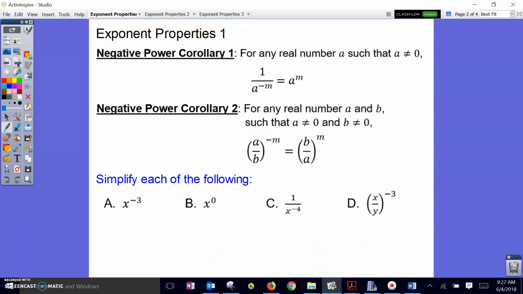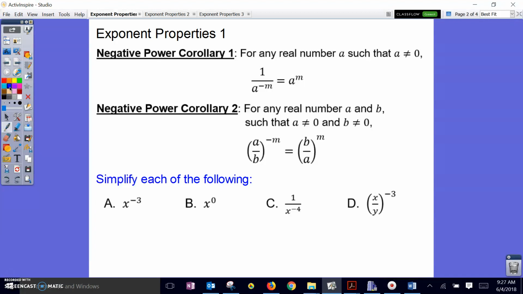All right. Now, there are a couple of different things we can add on to our understanding of the negative power property. Two corollaries that I've written here. A corollary is just a mathematical idea that follows from a previous idea. Our first corollary: for any real number a such that a doesn't equal 0, 1 over a to the negative m is equal to a to the m. So if we have a fraction with a negative power in the denominator, we can just move that negative power up into the numerator and change it from a negative to a positive.